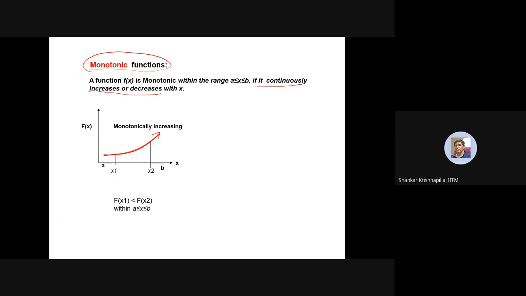So the definition of a monotonically increasing function is that if you take any two points x1 and x2, then f of x1 should be less than f of x2, within this range.